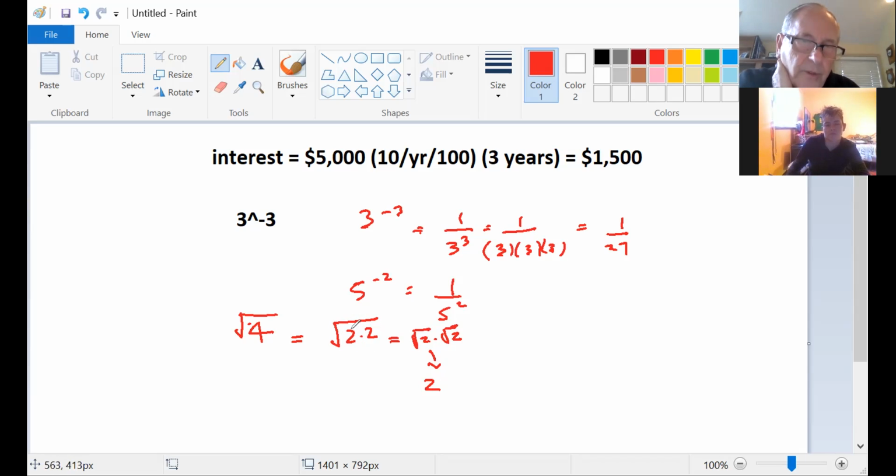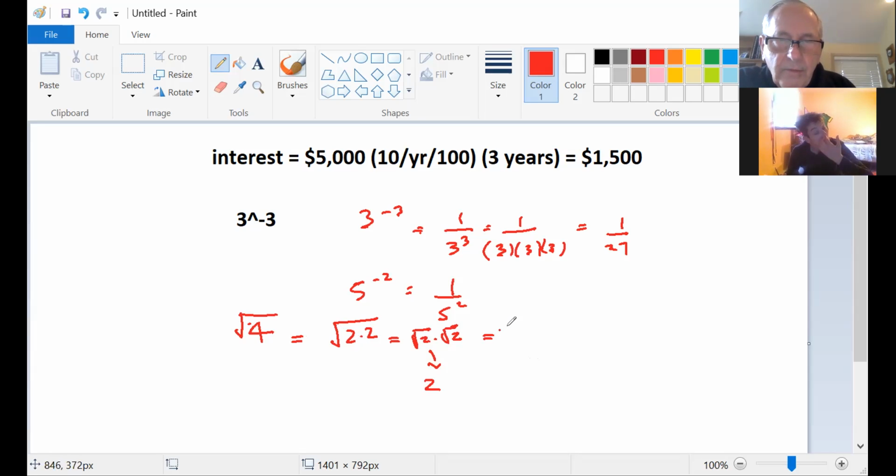The root of 4 is 2. I'm just trying to show how you get there. 4 is the same thing as 2 times 2, that's the factored form, which is the same thing as the square root of 2 times the square root of 2. Square root of 2 times the square root of 2 is equal to 2.